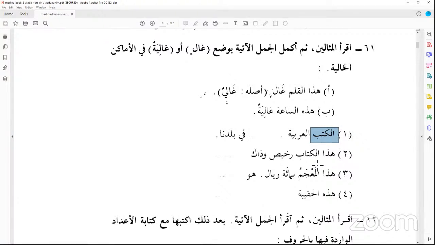هذا الكتاب رخيص. This book is cheap or less expensive. وذاك, and that is, so it's talking about one book. وذاك dash. What is the answer? ذاك means ذلك. وذاك غال. Good. وذاك غال.